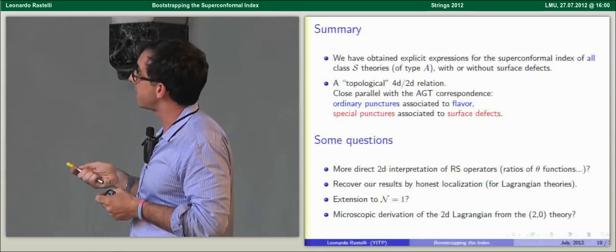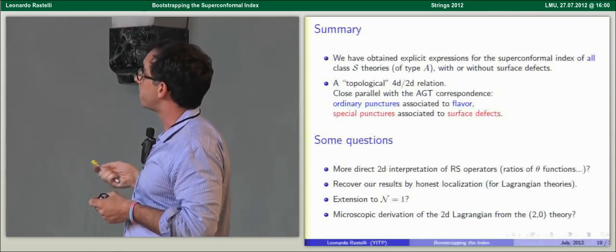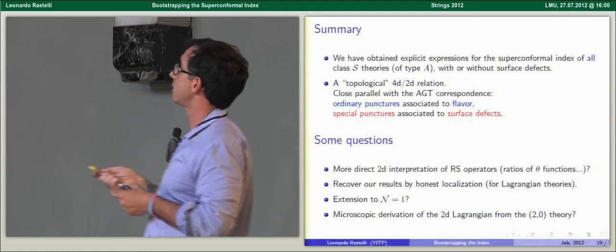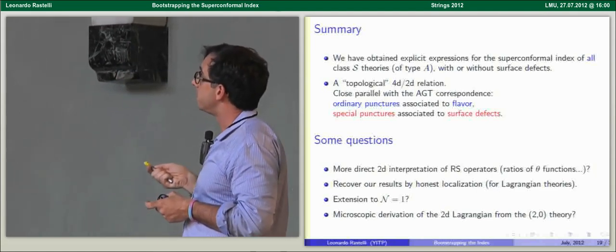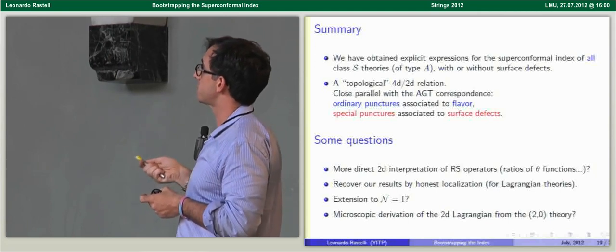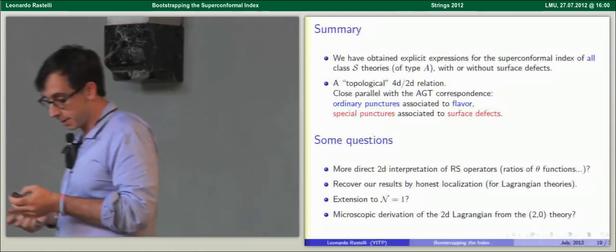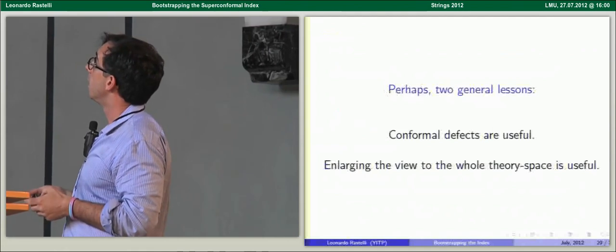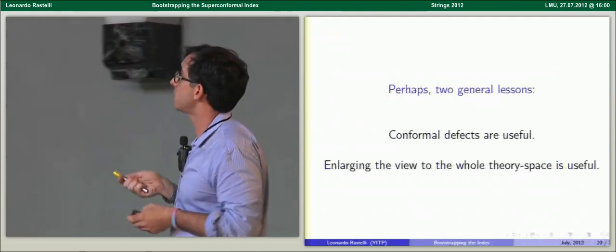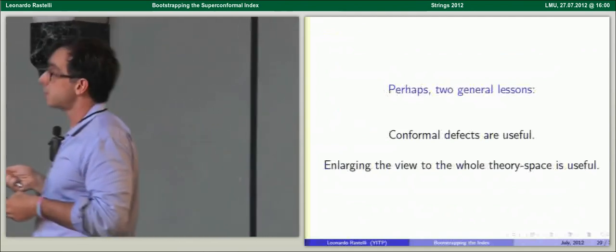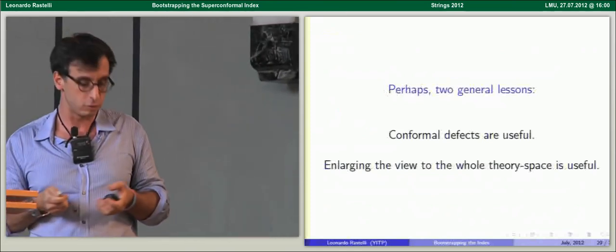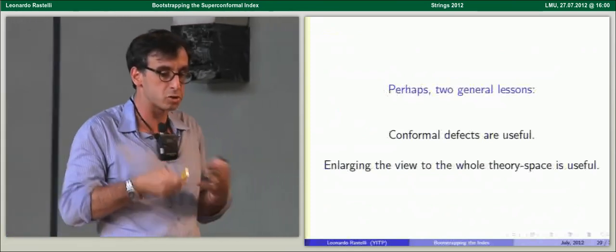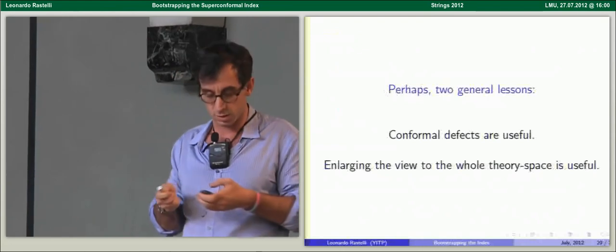It would be nice to extend this to N=1, and perhaps following the work of Nekrasov and Witten, this could be perhaps easier to derive from six dimensions than the AGT relation itself. So conformal defects are useful, and enlarging the view to the whole space of theories is also useful because it allowed us here to do bootstrapping in theory space and solve for all the theories at once.